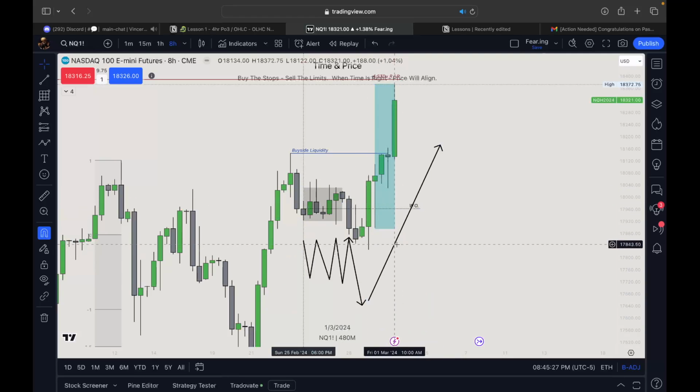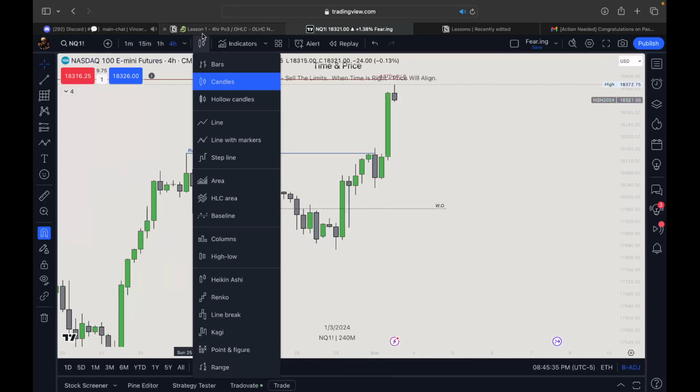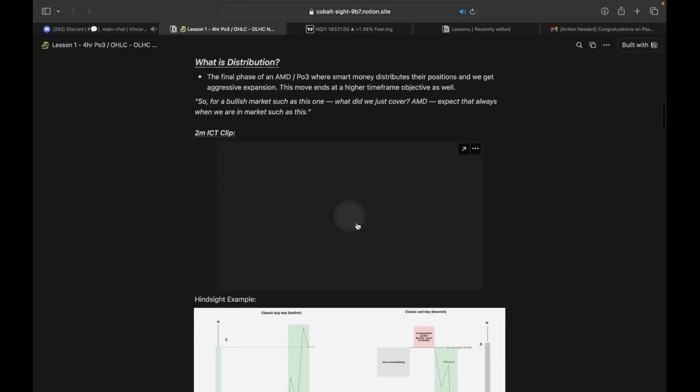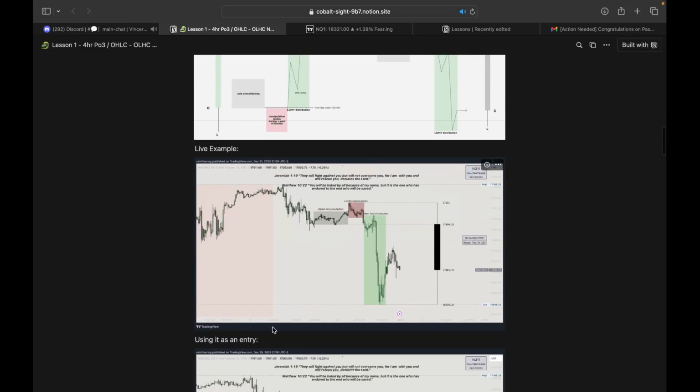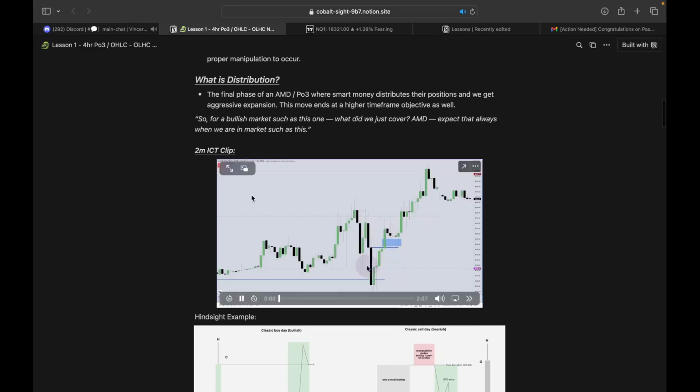So now that we have the basics of Power 3, we'll be moving into open, high, low, close. Quickly before we do that, I'm just going to play a quick clip on a swing trade. Well, this is how you do it, folks.